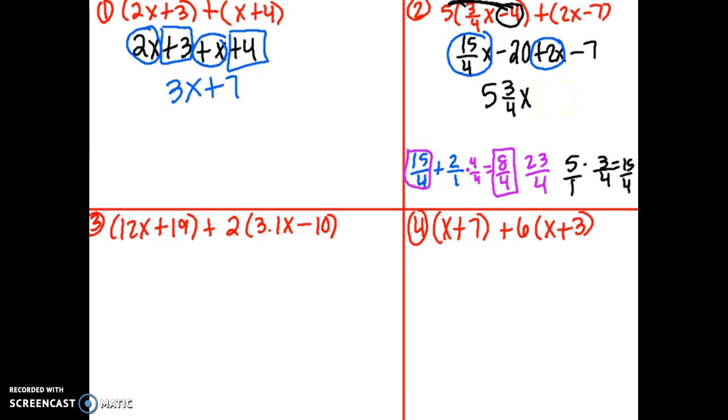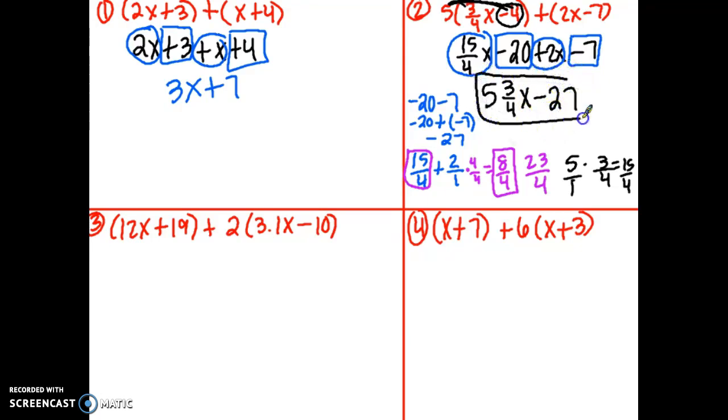Then I have negative 20 minus 7. If I have negative 20 minus 7, I have to use additive inverse. I'm going to keep my first number, change subtraction to addition, and take the opposite of the second number. My signs are the same, so I add. 20 plus 7 is 27, and they're both negative, so my answer is negative 27. So the answer to this linear equation is 5 3/4 x minus 27.